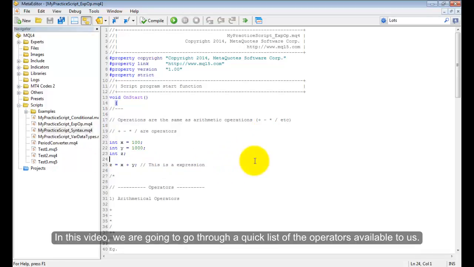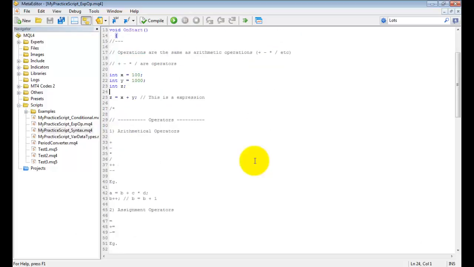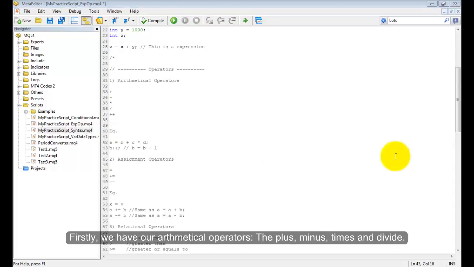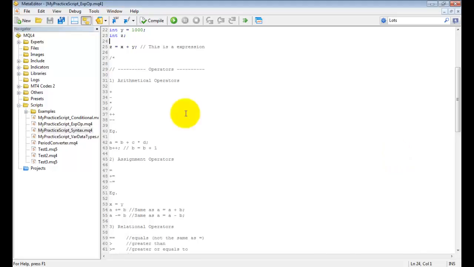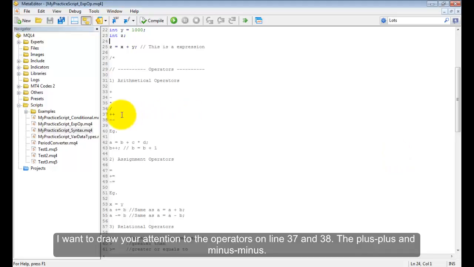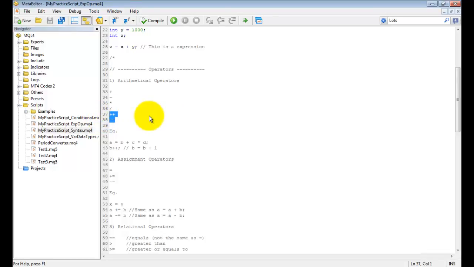In this video, we are just going to go through a quick list of what are the operators that are available to us. Firstly, we have our arithmetical operators, the plus, minus, times and divide. But I want to draw your attention to these two operators on line 37 and 38. The plus, plus and minus, minus.